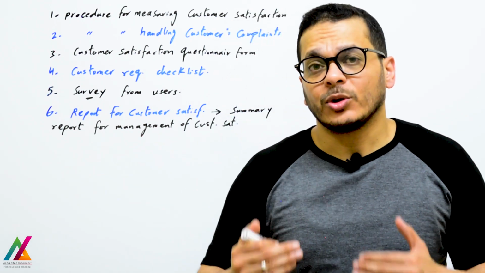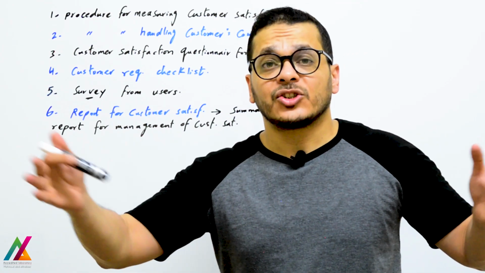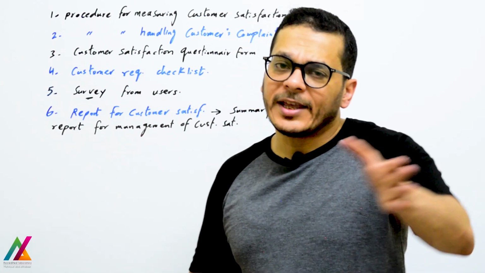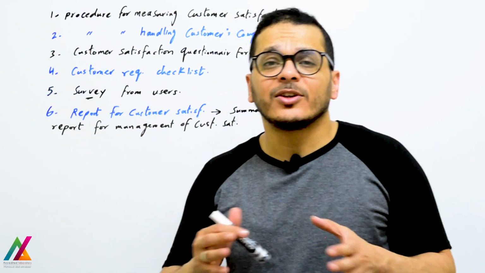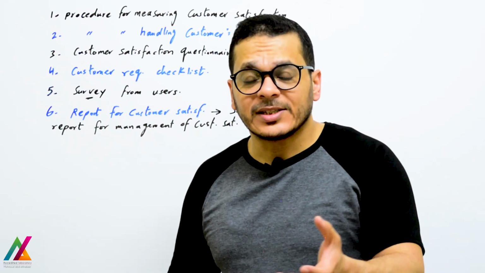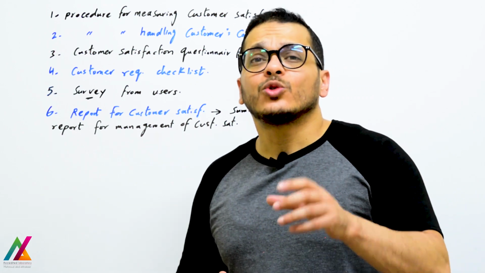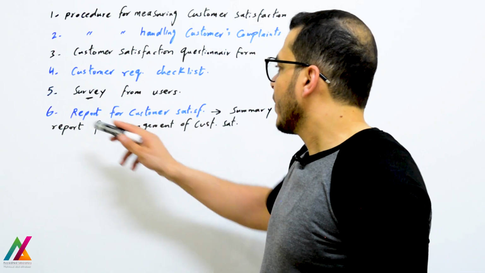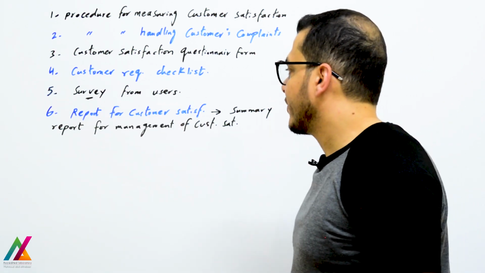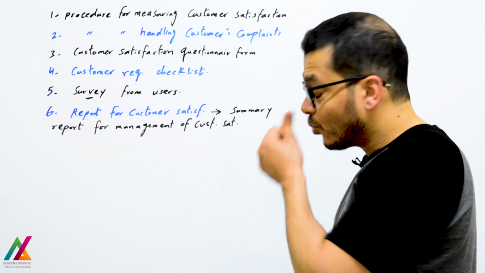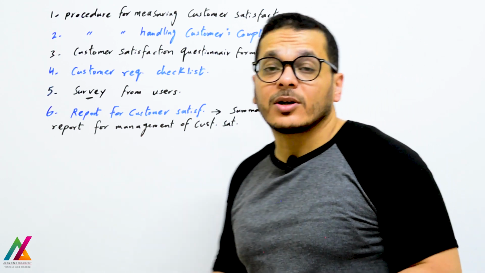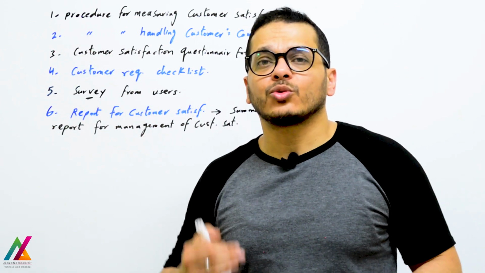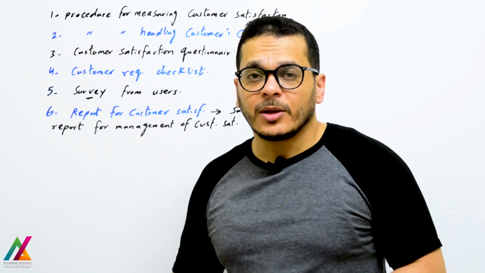After you sell him, you will give him the product and he will distribute or sell to the people. You can make a survey, or he can make a survey, but it is better to make a survey to know the opinion of people about this product. It will help you also to know whether this product satisfies your customer or not. And a report for customer satisfaction, this is a summary report for management of customer satisfaction. Did you satisfy your customer or not? And the whole report will be introduced to the top management.